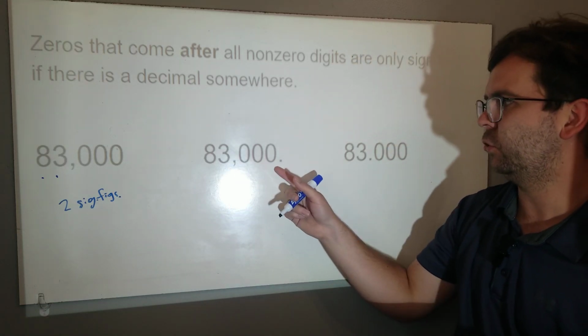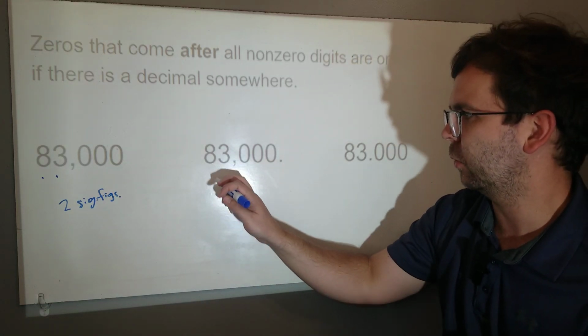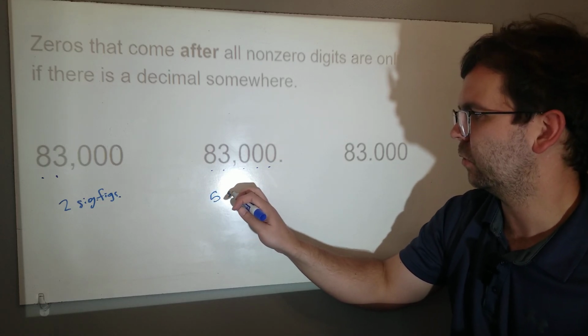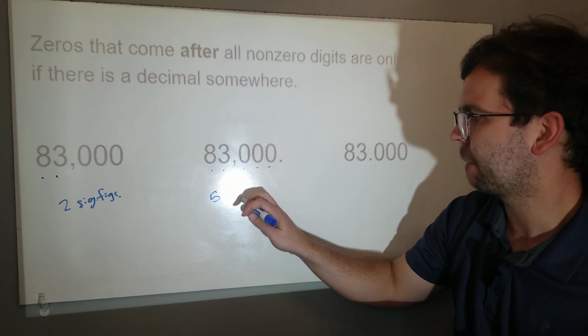These 3 zeros do count because there is a decimal place. So we have 1, 2, 3, 4, 5 significant figures here.